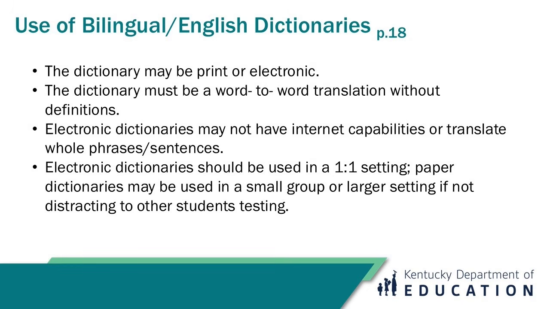When using an electronic bilingual or English dictionary, make sure that other capabilities such as going to the internet, translating whole phrases and sentences, etc., are turned off before using this accommodation on the state-required content assessments. Again, Google Translate or Pocket Talk may not be used. Electronic dictionaries should be used in a one-to-one setting.